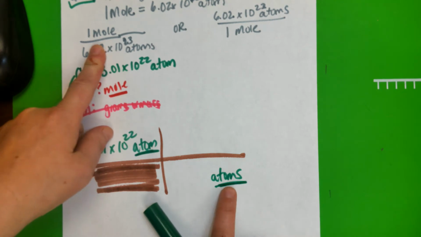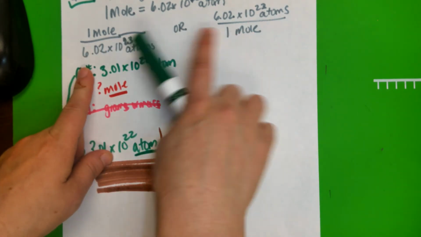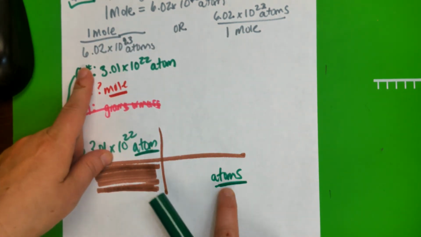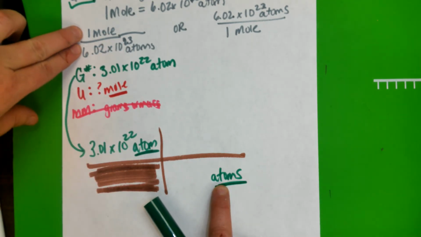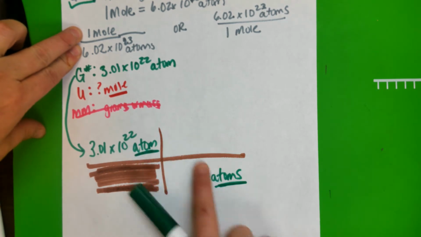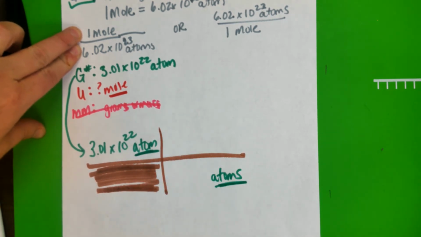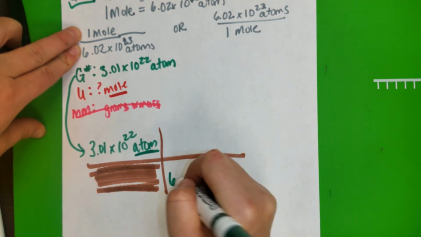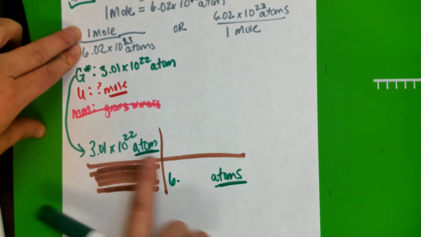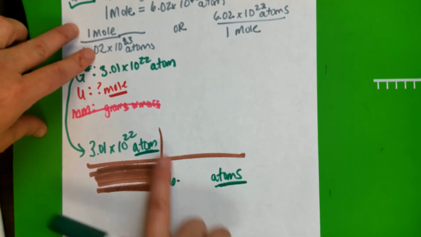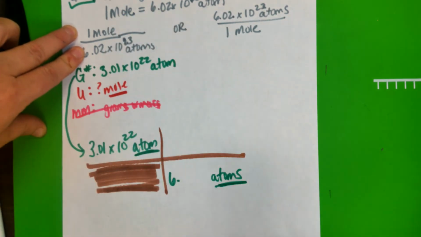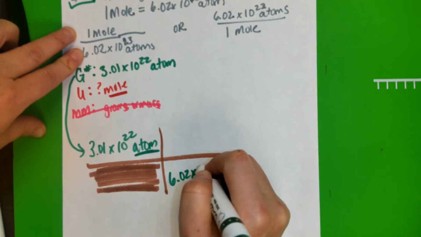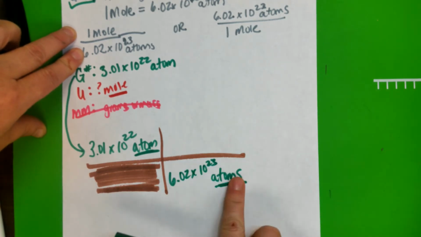Which one of these two shows atoms on the bottom? This one. So just the way it looks, that's how you're going to do this. Now we're going to put the numbers, because you know the unit is going to be the same, but you need to figure out the number. The numbers are the 1 and the 6.02, so it will be 6.02 times 10 to the 23rd atoms.